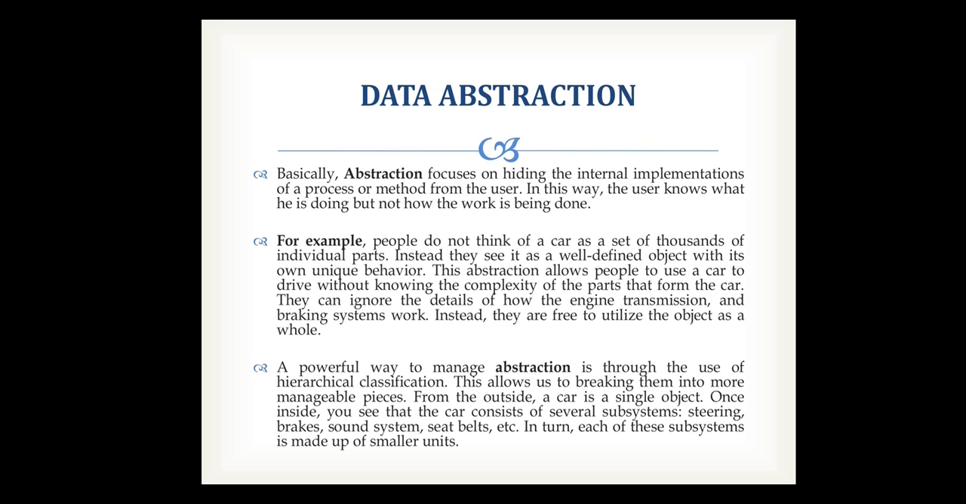From the outside, a car is a single object. Once inside, you see that the car consists of several subsystems like steering, brake, sound system, seat belts, etc. In turn, each of these subsystems is made up of smaller units.